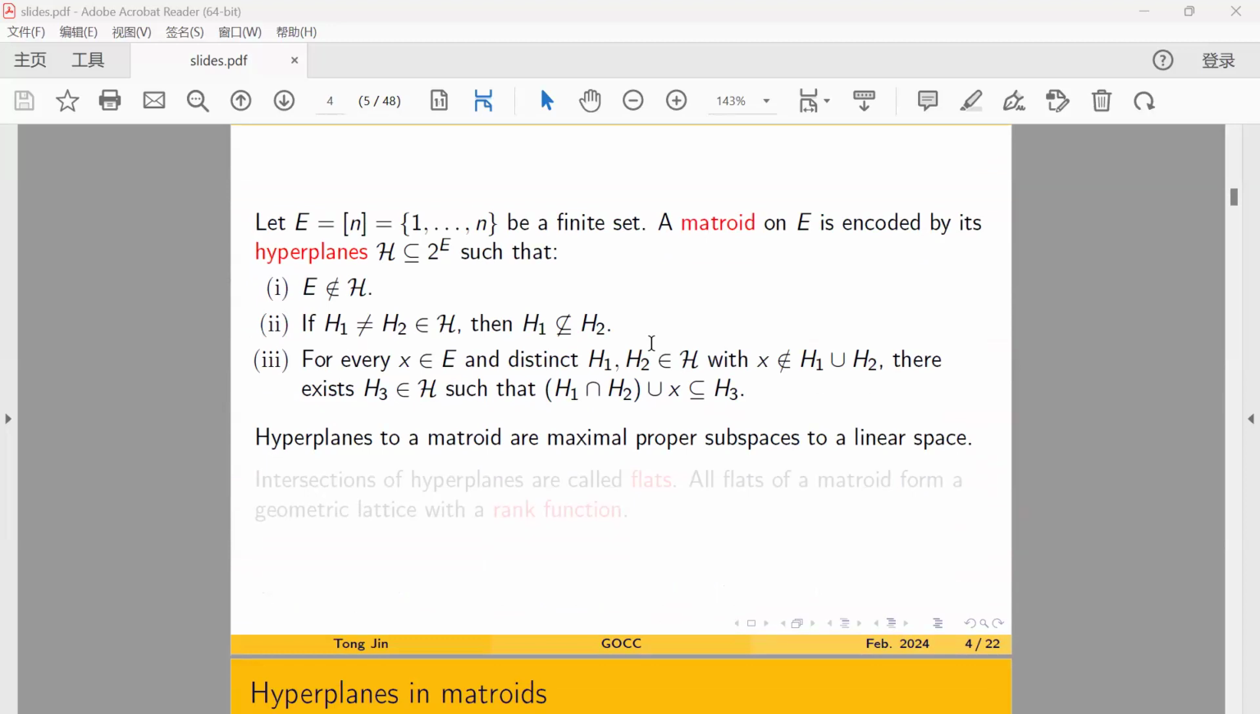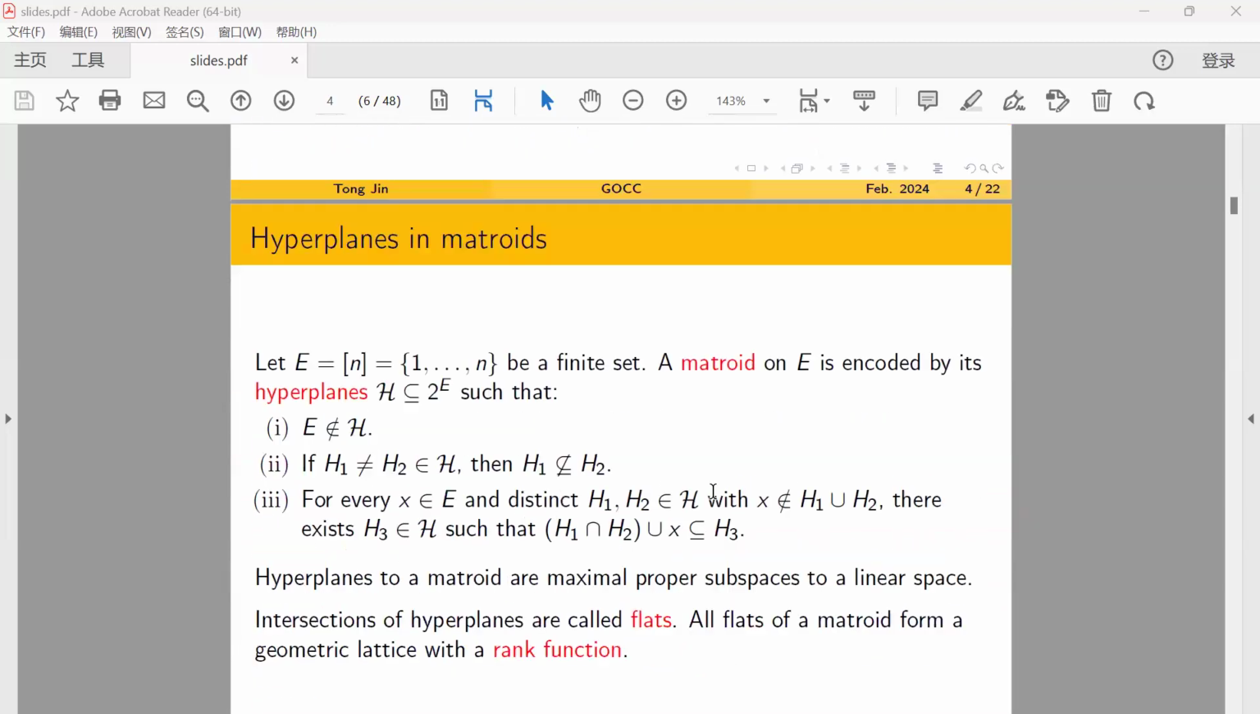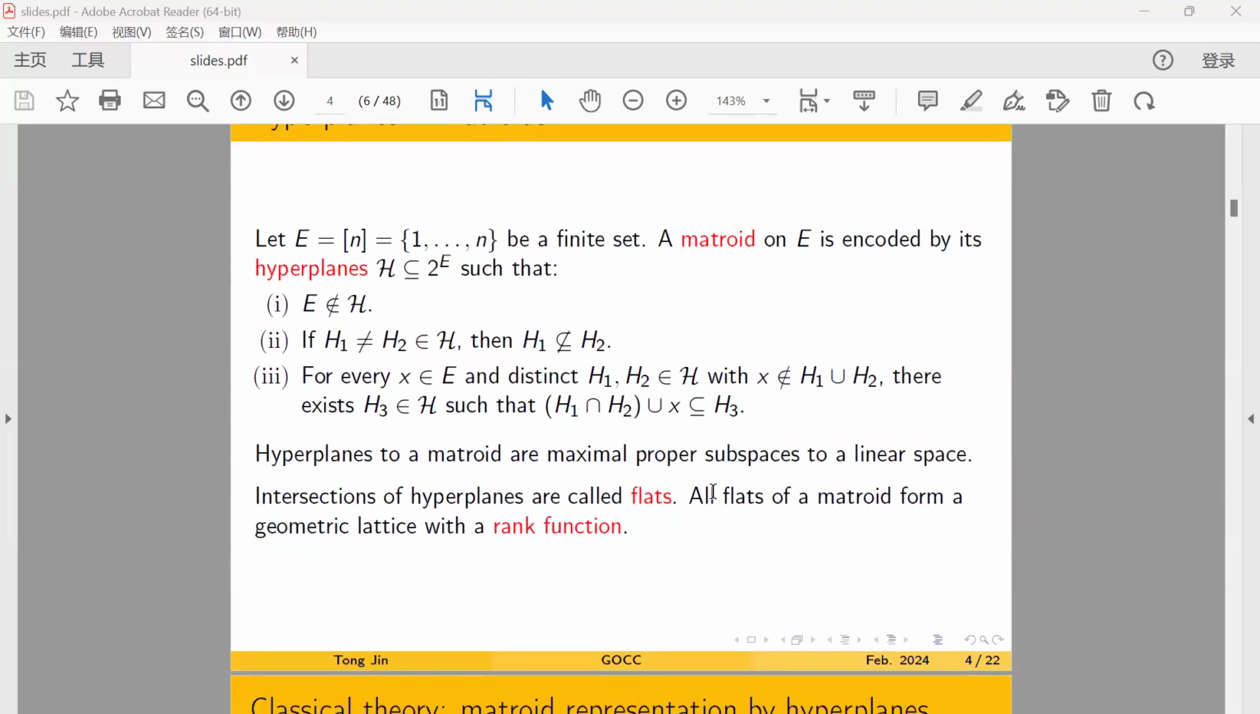And once we have the hyperplanes, we can look at the intersection of hyperplanes. Those are called flats. And we can order those flats by set-theoretic inclusion. Then the flats of a matroid form a geometric lattice with a rank function. So the hyperplane will have corank 1, and the next smaller flats will have corank 2, and so on. And finally, the empty flat will have rank 0.